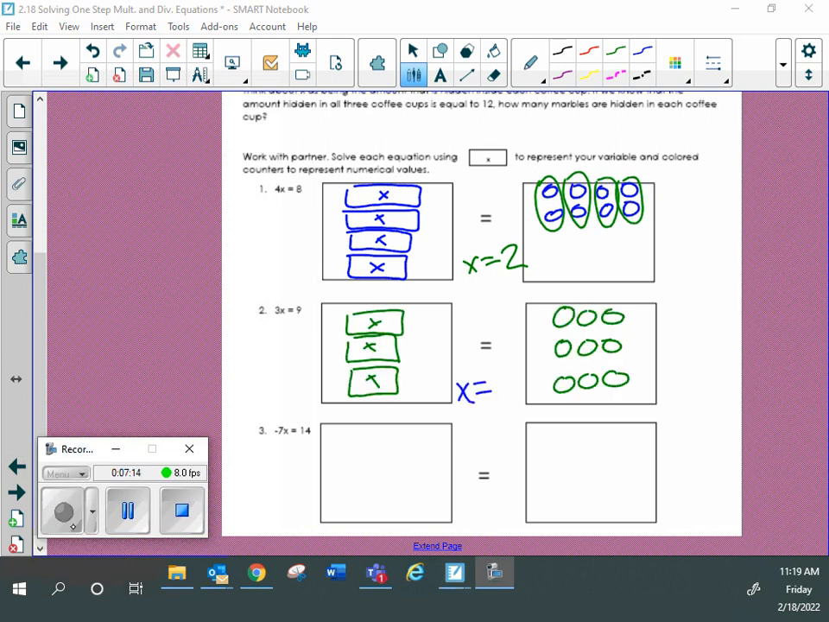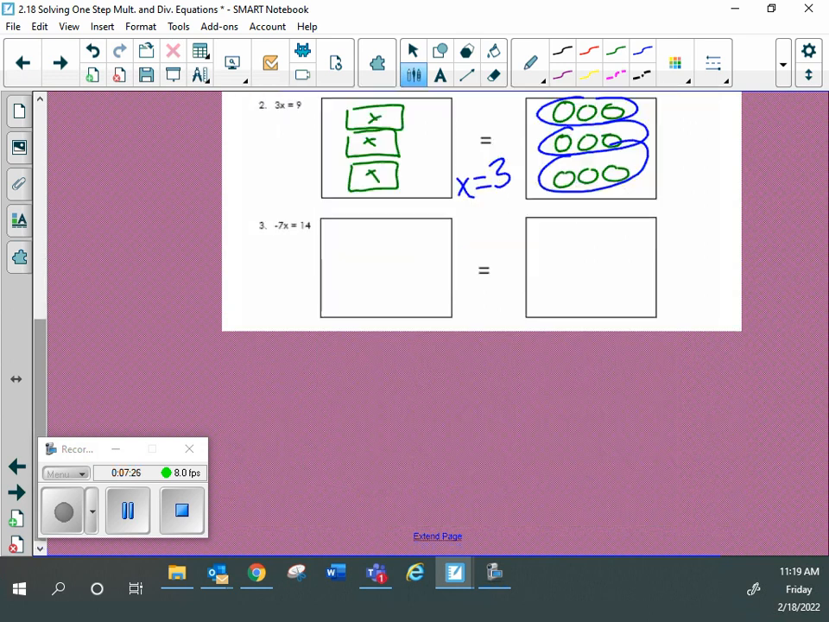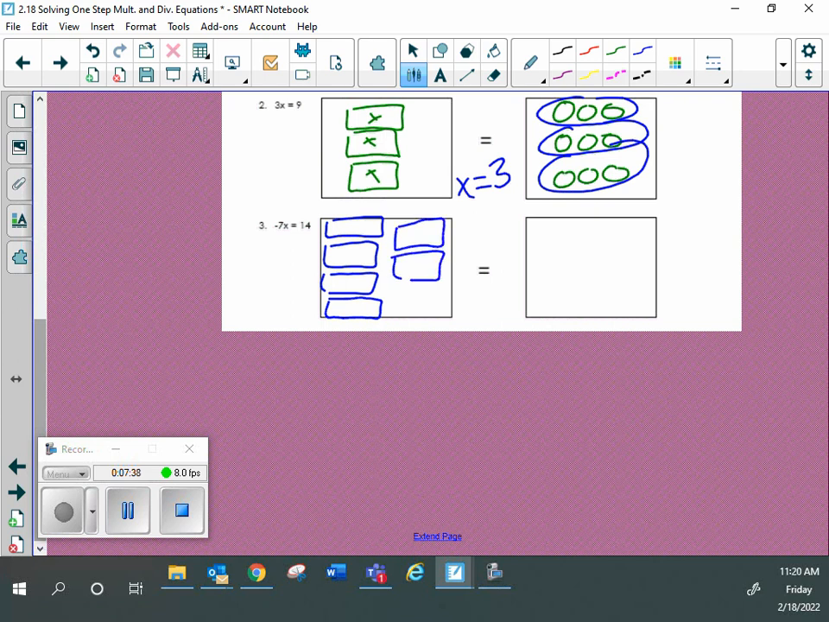All right, on number 2, each X is going to get how many? 3. Very good. Okay, but some of y'all have already moved on to number 3. What's different about number 3? It's negative X's. Okay, so we'll look at that. 1, 2, 3, 4, 5, 6, 7. But instead of X, these are negative X's. So I'm going to say negative X, negative X, negative X, negative X, negative X, negative X, and negative X.